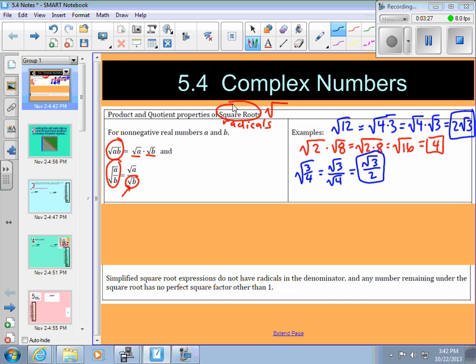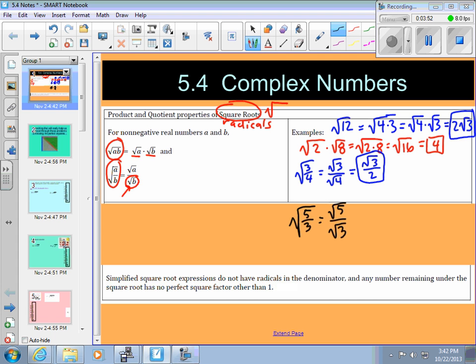Let's say you have this one, square root of 5/3. Well, just like we did on the last problem, you can rewrite that as square root of 5 over square root of 3. The problem with this one, though, is that square root of 3 in the denominator doesn't simplify nicely like the last problem.